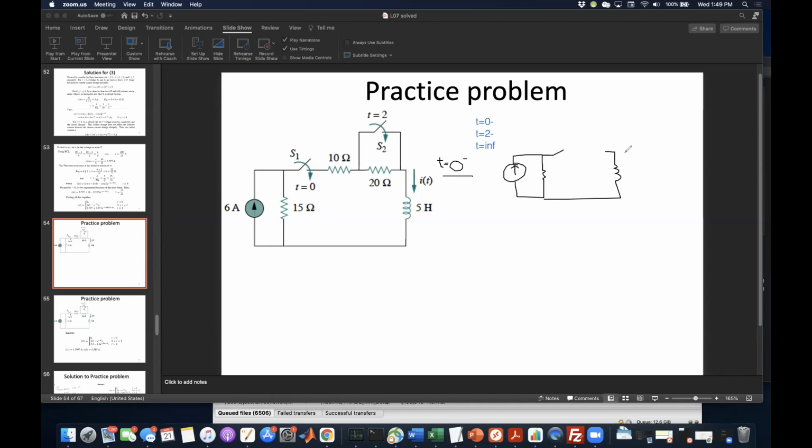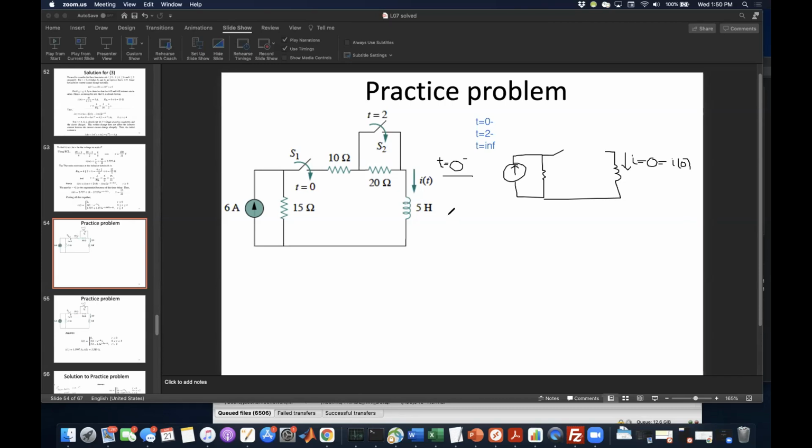So the inductor current in this picture has to be equal to what? What is the value of the inductor current in the picture that I've just drawn? Zero, exactly, because there's nowhere for the current to go. That's the value at time equals 0.